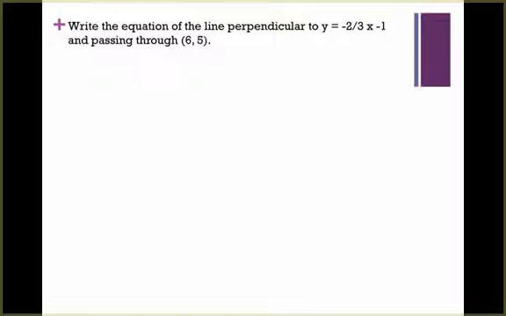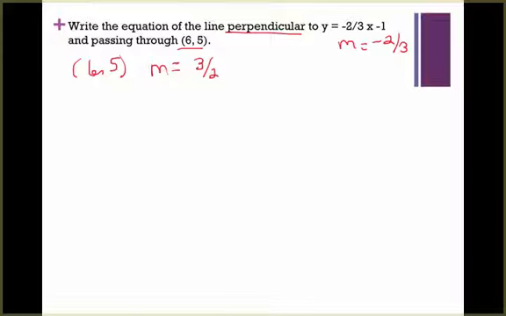Let's look at another example. Here I want to write the equation of the line, this time that's perpendicular to y equals negative 2/3 x minus 1, and passes through the point 6, 5. So we have our point, but we need our slope. The line they gave me has a slope that's negative 2/3. And as we just discussed, lines that are perpendicular have slopes that are opposite reciprocals of each other. So the slope of the line I want to write would be a positive 3/2.